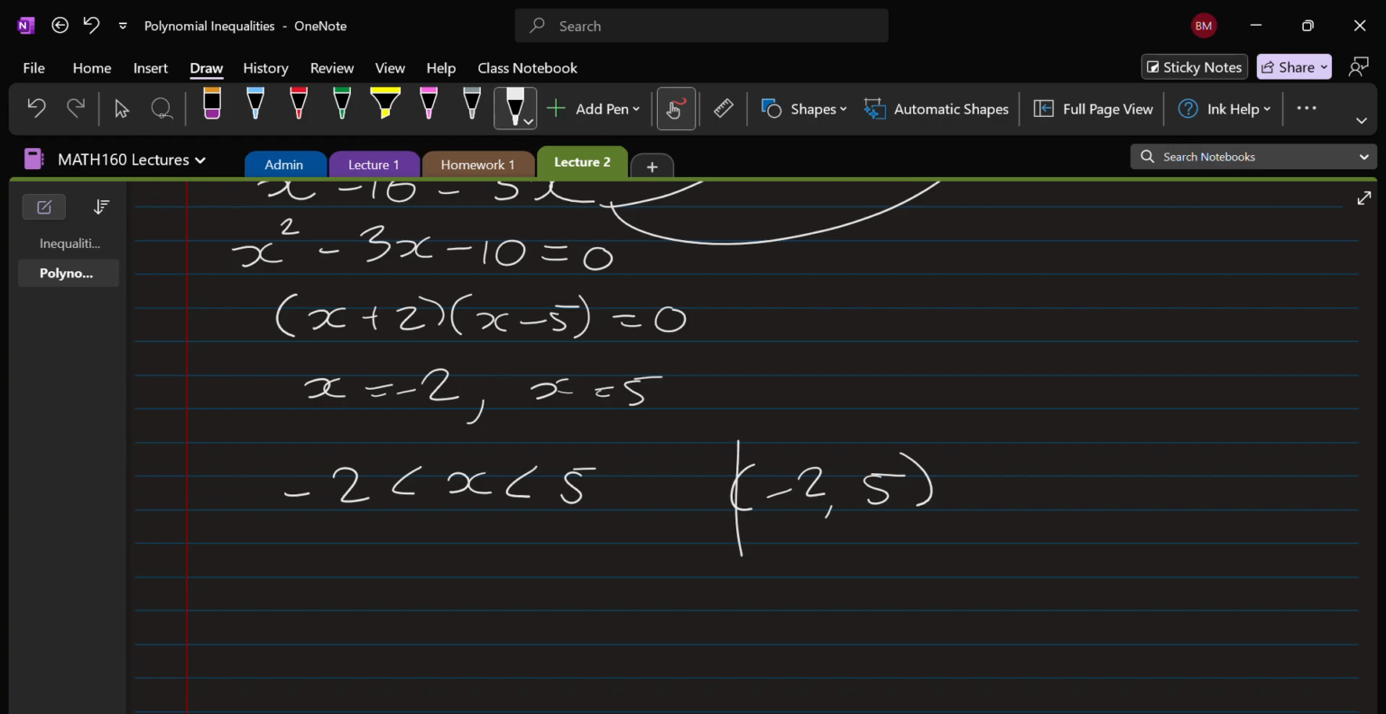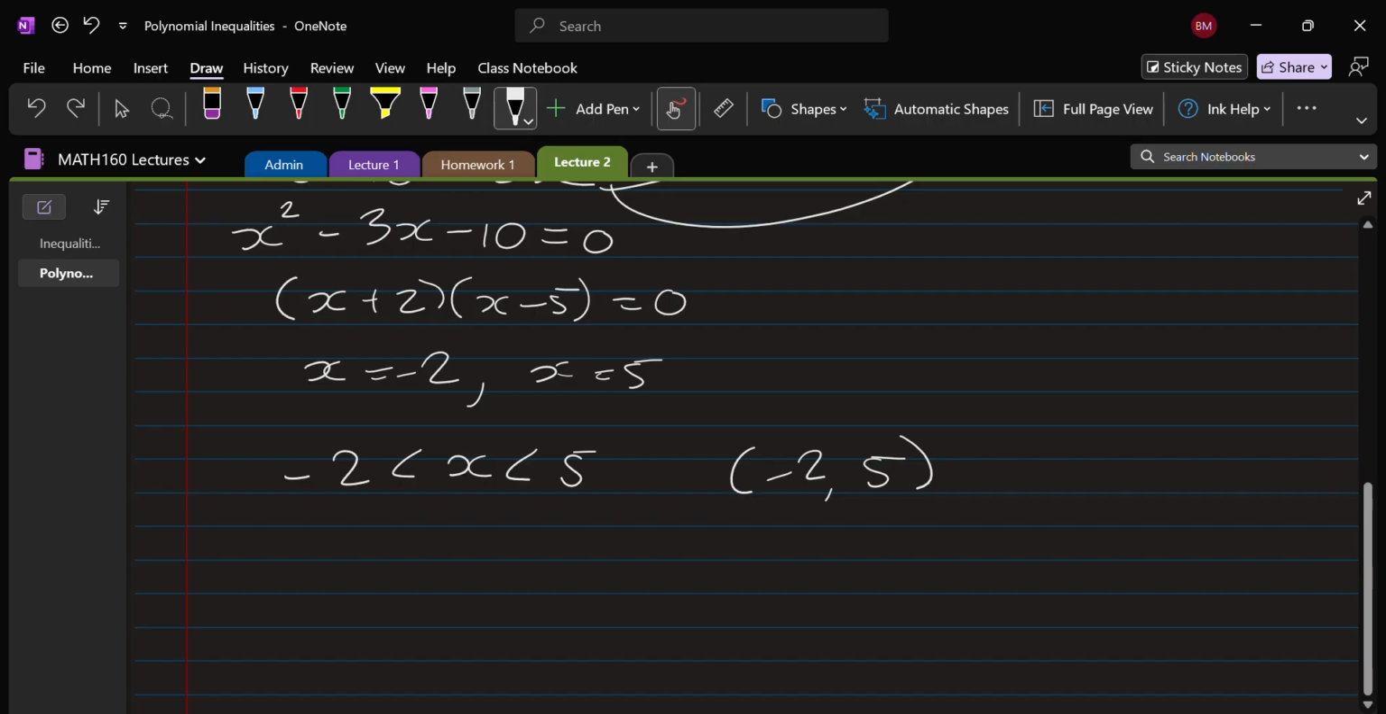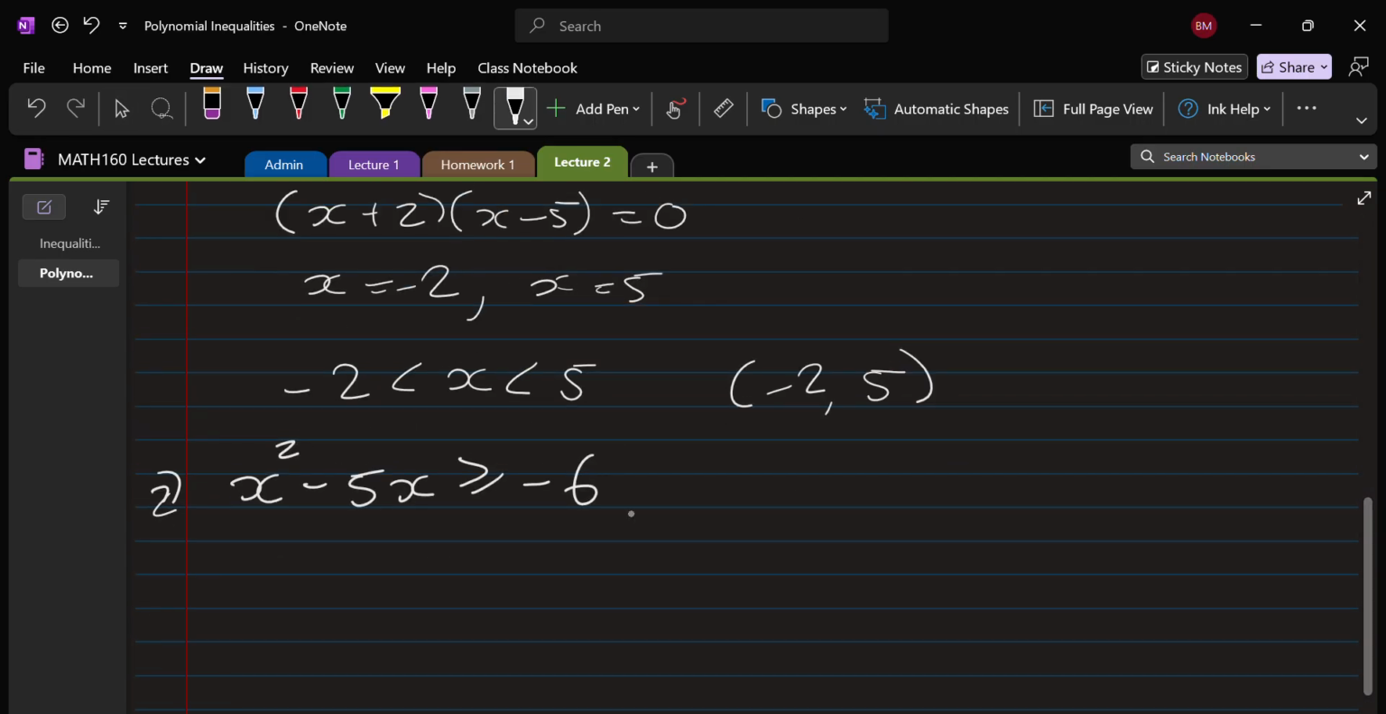So that was example 1. Example 2. Okay, so we want to solve for x such that x squared minus 5x is greater than or equal to minus 6. Okay, so again, we can do a little sketch of what's going on. Not needed, but if you want to, you can add it. Okay, x squared minus 5x, we can sketch that. It'll look something like this.